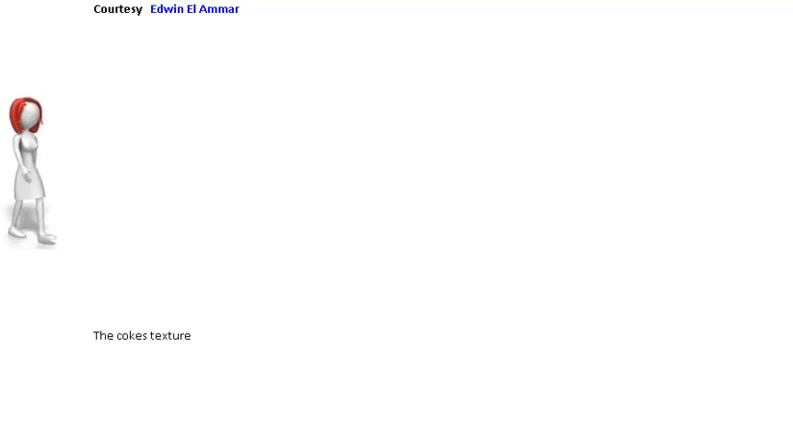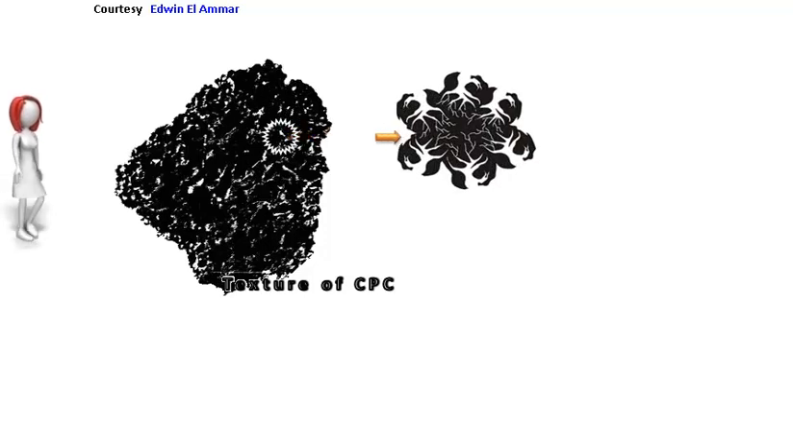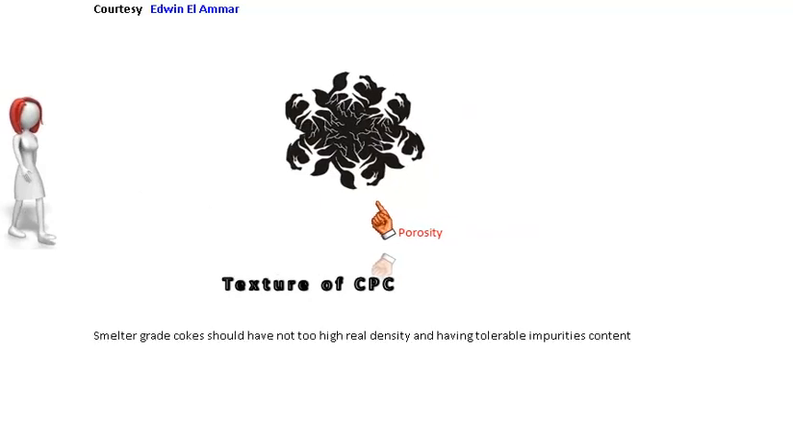The coke's texture. Smelter grade cokes should not have too high real density and should have tolerable impurities content. Too high real density will bring worse consequences during production and at last impact quality.